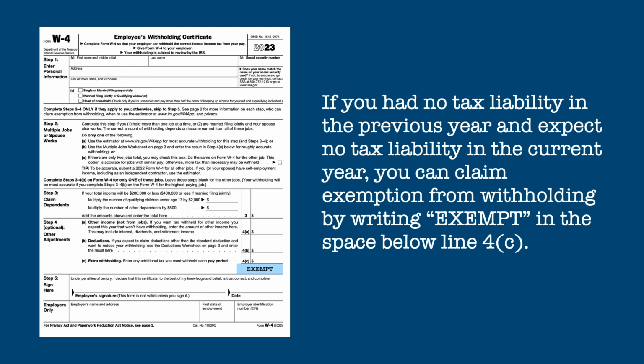If you had no tax liability in the previous year and anticipate no tax liability in the current year, you may claim exemption from withholding. To do this, write the word exempt in the space under line 4C of the form.